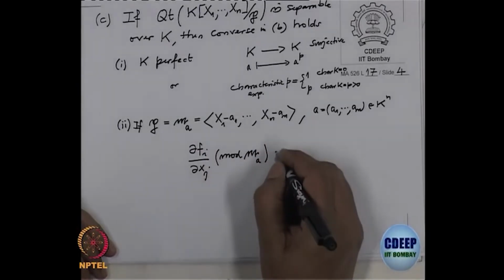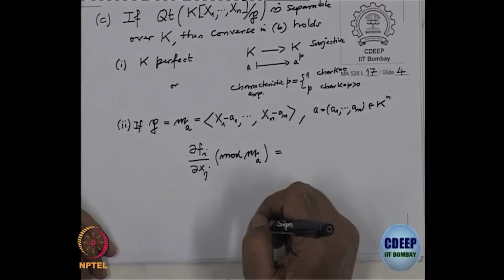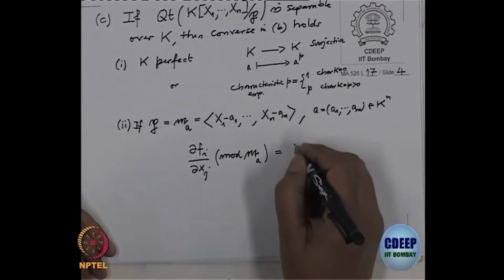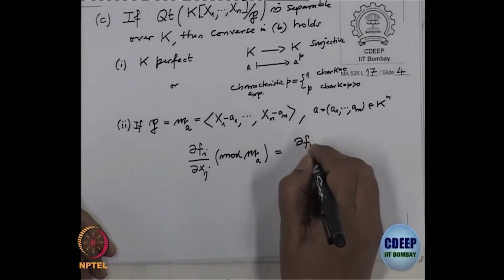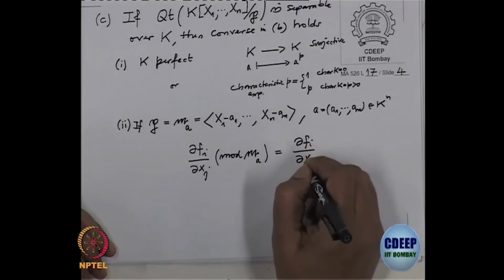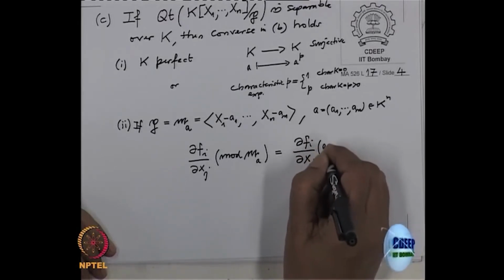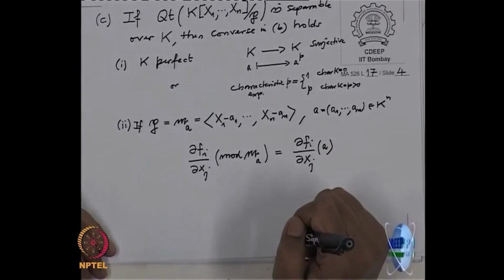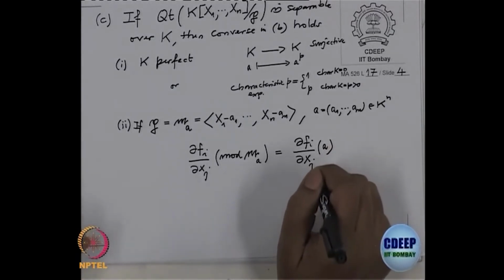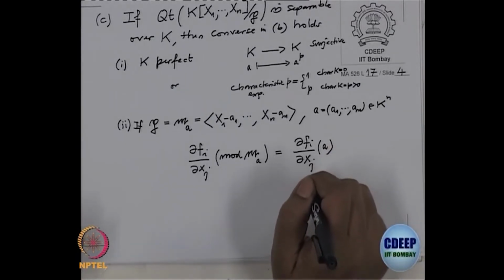But this is precisely what? You are putting xi equal to ai. So that means this is precisely dfi by dxj evaluated at that a. This is exactly what you learn in analysis. When you expand Taylor's, you use such an expansion because you need the partial derivative evaluated at a point. There was no prime ideal there, only the points were there.